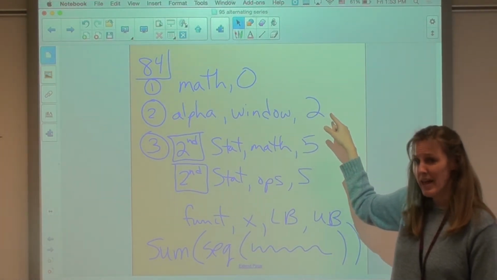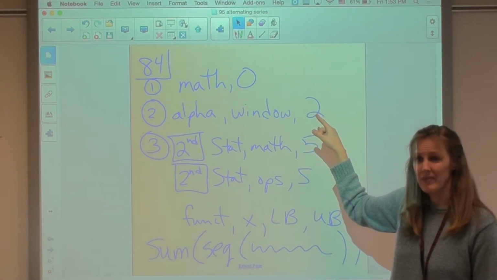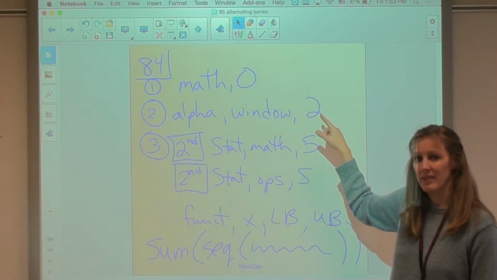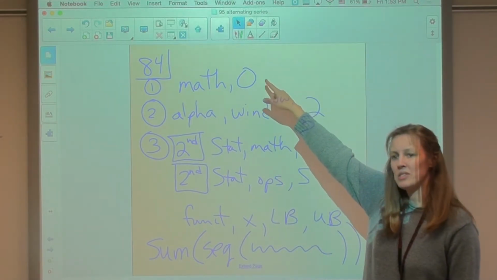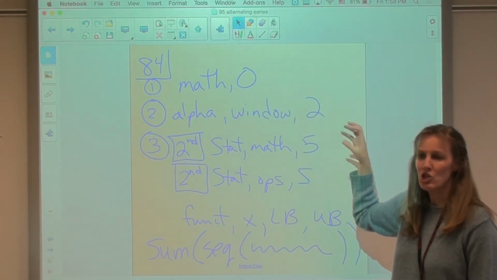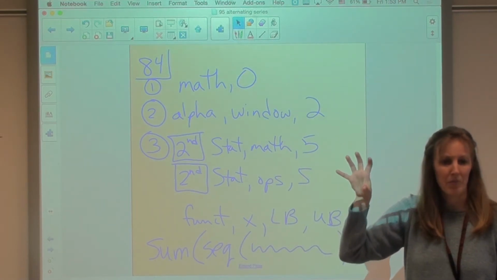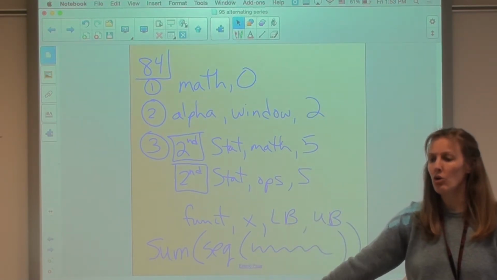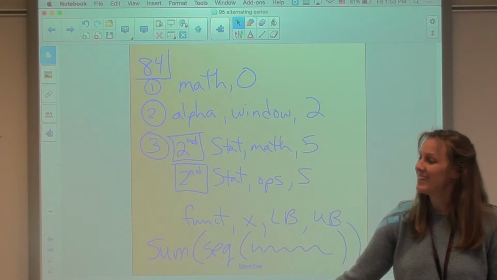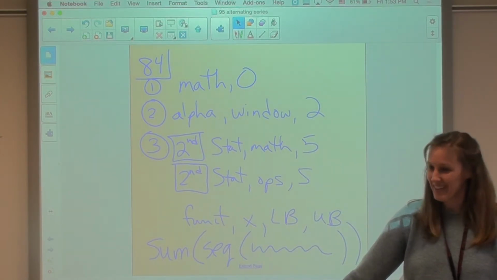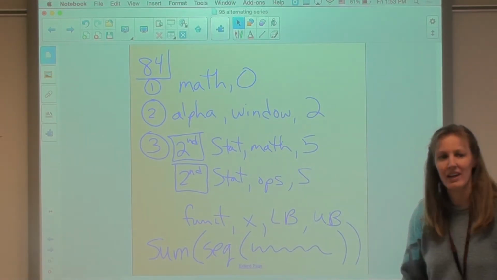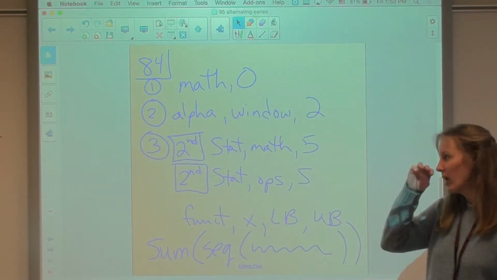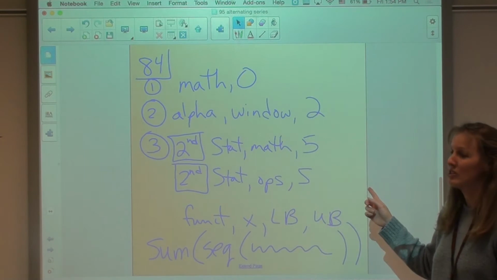How crazy is that, but it works. Either math 0 or alpha window 2 should get the little summation symbol to pop up. If you're on an older 84 or an 83, there's nothing wrong with an 83, good hardy calculators.